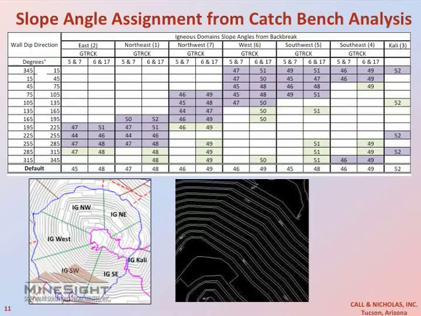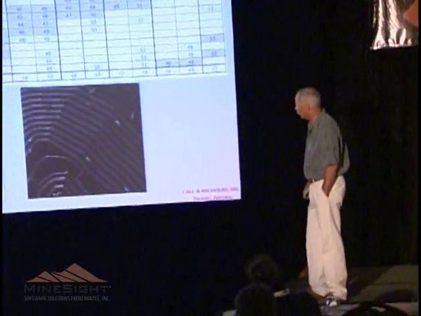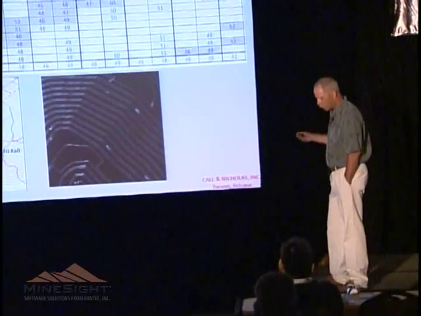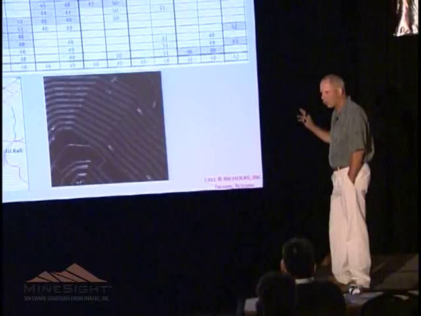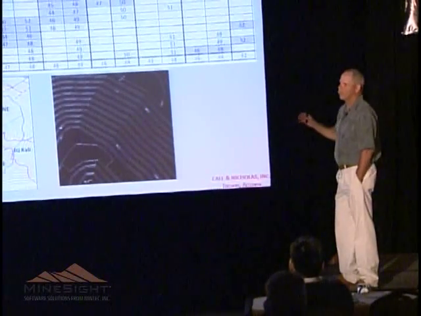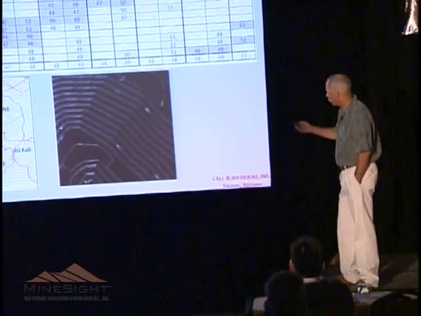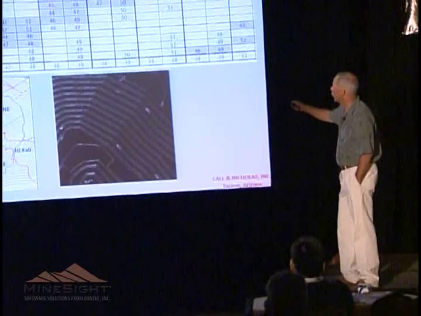One of the things we've been doing with some of our clients is providing them with some alternatives to just one fixed slope angle number, depending on what the wall orientation is. If the mine engineer has the opportunity to change the pit wall orientation a little bit, that puts it in a little bit better stability orientation, then he can use this table.